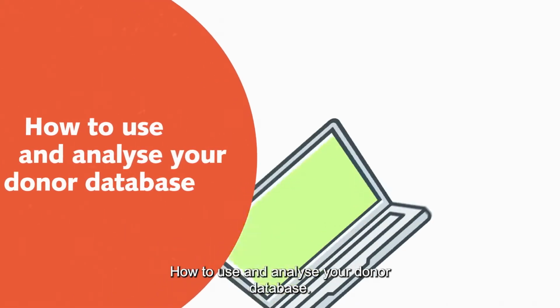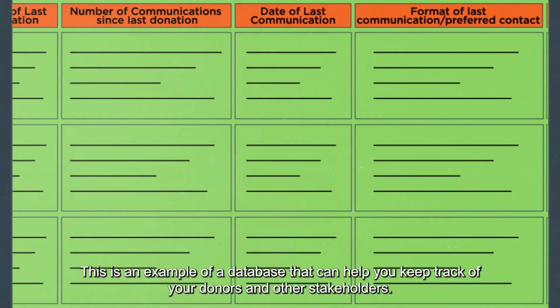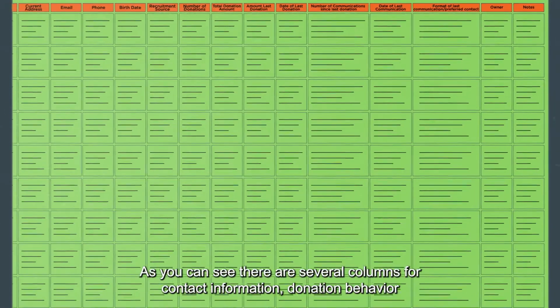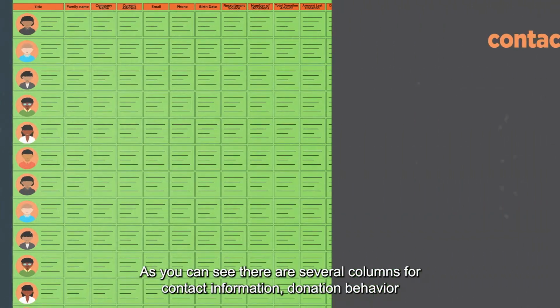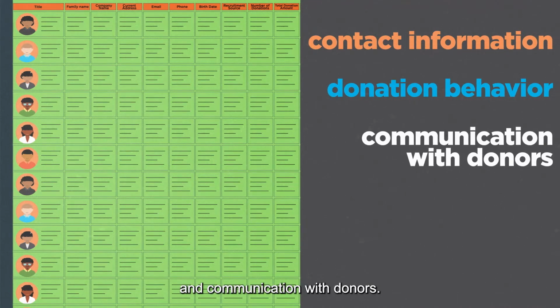How to use and analyze your donor database. This is an example of a database that can help you keep track of your donors and other stakeholders. As you can see, there are several columns for contact information, donation behavior, and communication with donors.